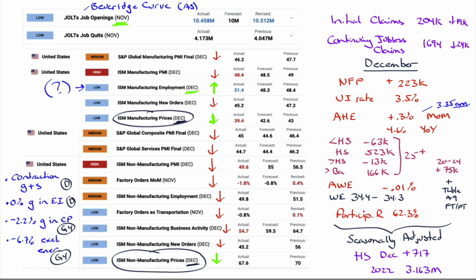We're going to look at two sides of the equation: employment and production or output. Earlier in the week, we got the JOLTS report, openings and quits. Openings actually increased to 10.458 million. Quits still elevated above 4 million. In fact, the quits rate has actually increased.